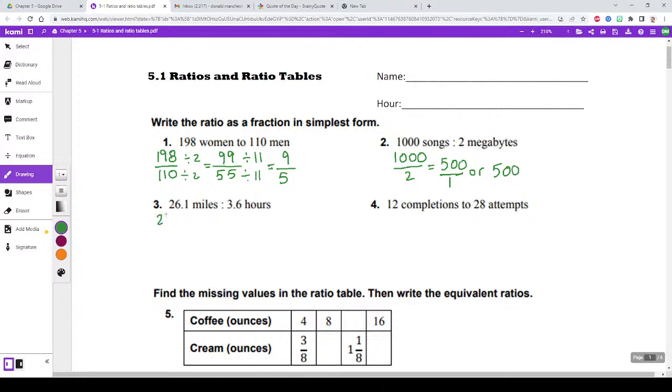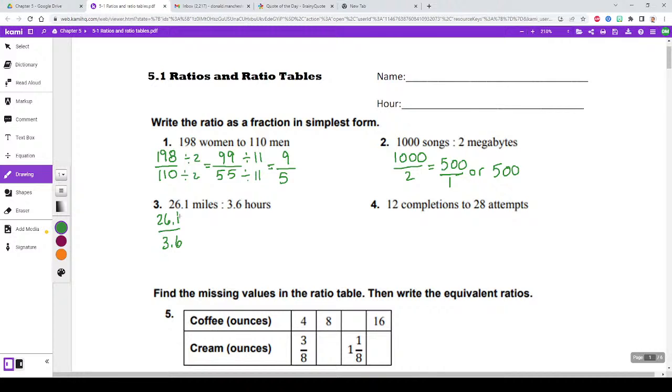Next, we have 26.1 miles in 3.6 hours. That's a marathon, by the way. I didn't realize that you didn't know that in fractions, we're not supposed to have decimals. So this was new to me. That's okay.